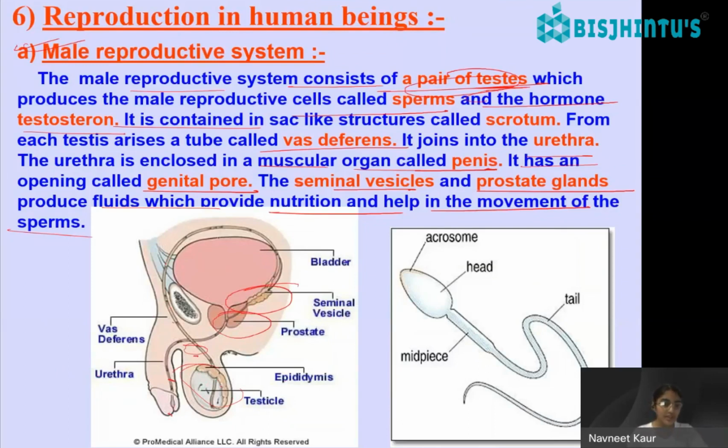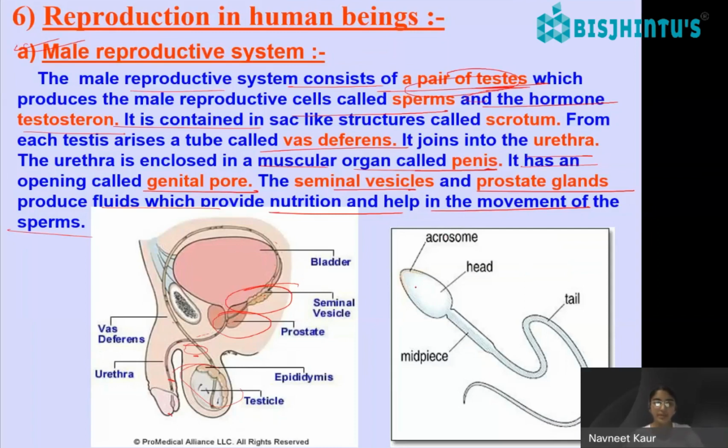So see, with the help of the vas deferens it will move here, the whole movement will take place, and the seminal vesicle and prostate gland will add their secretions to provide nutrition to the sperm. And then the sperm will come to the urethra, which is enclosed in the penis, and through the genital pore it will then be sent to the female reproductive system, right? So this was about the male reproductive system.